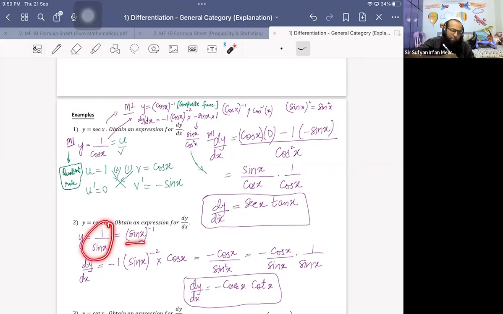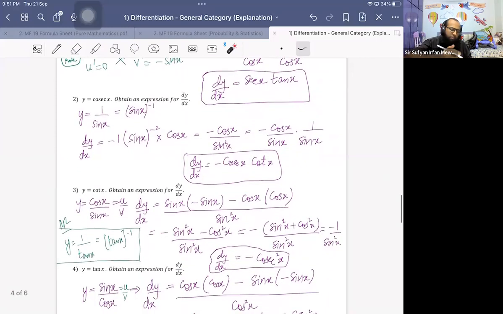So 1 over sin x is sin x whole power minus 1. Then if we differentiate, then power gets multiplied, minus 1 sin x whole power minus 2. The differentiation of sin x is cos x. And then the differentiation of angle x is 1. So this becomes minus cos x upon sin square x. Then if we split, minus cos x upon sin x into 1 upon sin x. Cos upon sin is cot. 1 upon sin is cosec. So it becomes negative cosec x cot x. The differentiation of cosec x is negative cosec x cot x.